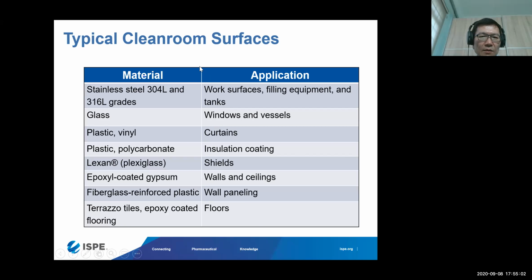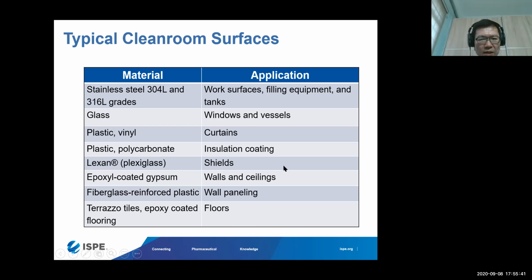So next, let's look at the clean room surfaces. A clean room has a lot of different kinds of surfaces. You have stainless steel 304, 316. Most clean room furniture is 304 stainless steel. Of course, some product equipment is 316L grade. Of course, you have glass, plastic vinyls for curtains. You have polycarbonate insulation or plexiglass for the shield. And also the epoxy coated gypsum for the walls and the ceilings, terrazzo, tiles, epoxy coated floorings. So you have different kinds of materials.